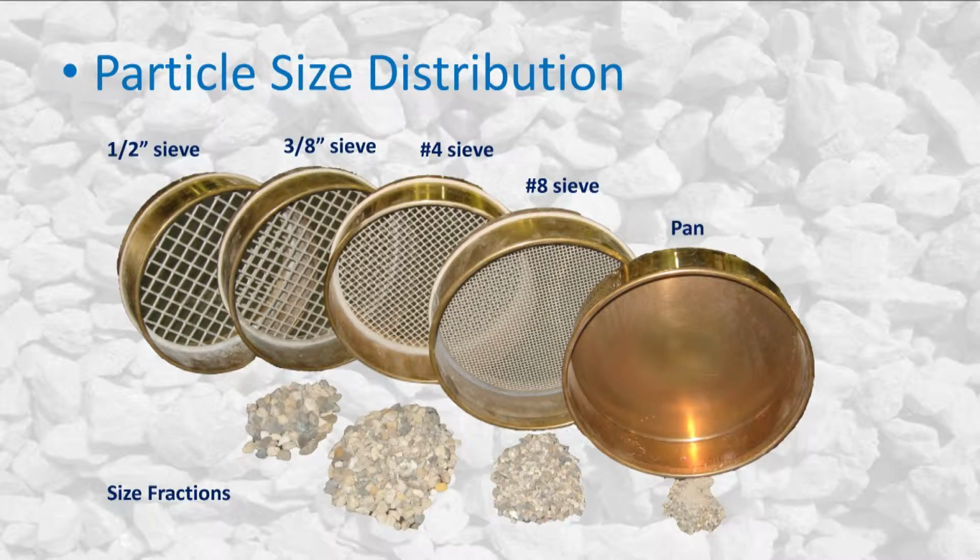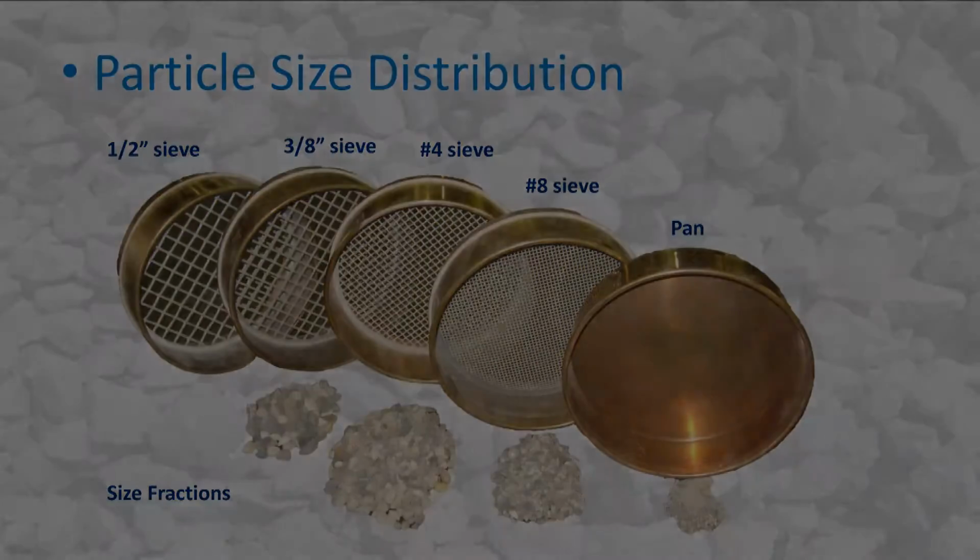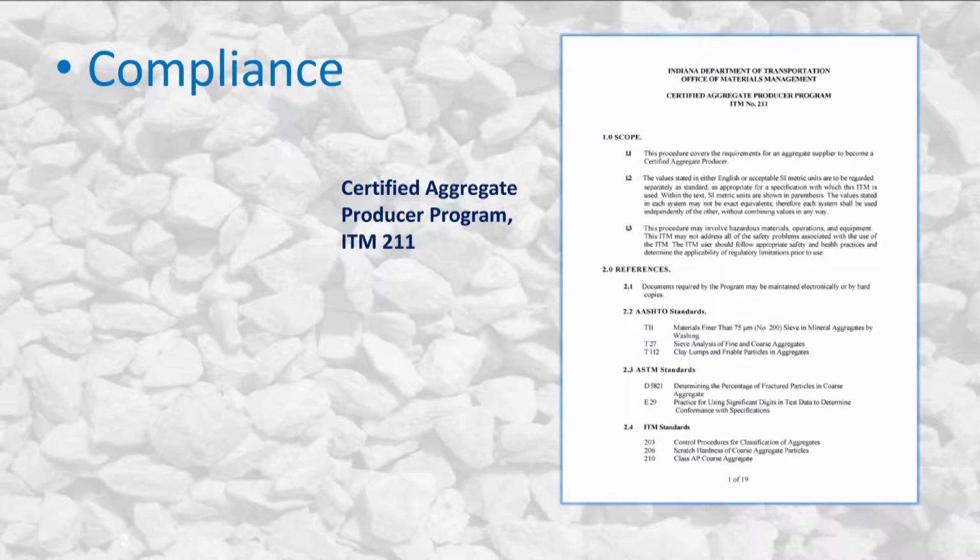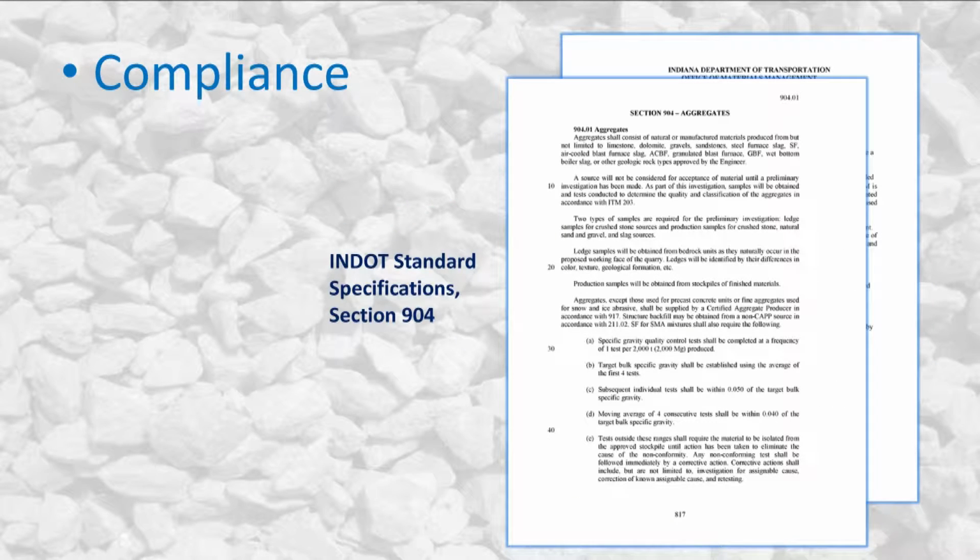The sieve analysis is commonly known as the gradation test and is used to determine the distribution of aggregate particle sizes within a given sample. Gradation testing is necessary to determine compliance with the requirements of the Certified Aggregate Producer Program and Section 904.03 of the INDOT Standard Specifications.